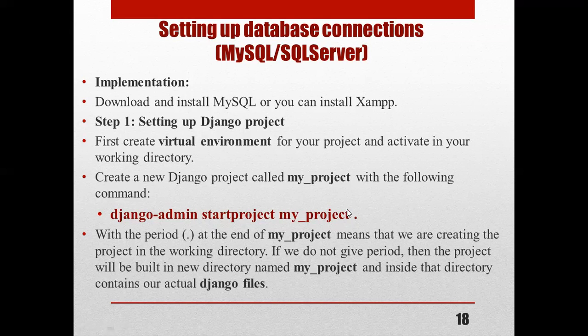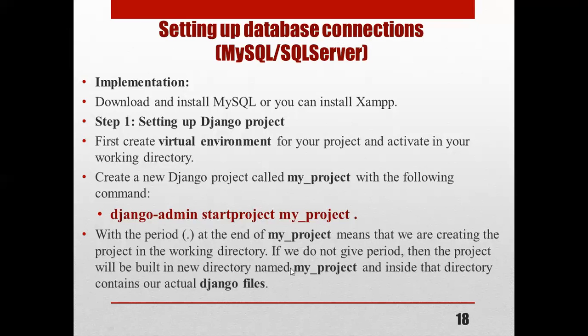So if you do not give that period here, that means this dot, then that project will be built in the new directory named my project. That is the name for that project. So if we are not going to mention that dot or period here, then it will be built in the new directory, whose name is my project, and inside that directory some actual Django files are there.